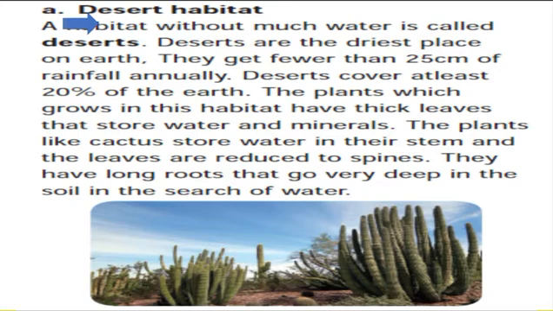Desert habitat. A habitat without much water is called desert. Deserts are the driest place on earth. They get less than 25 centimeter of rainfall annually. Desert covers at least 20% of the earth. The plants which grow in this habitat have thick leaves that store water and minerals. Plants like cactus store water in their stem and the leaves are reduced to spines. They have long roots that go very deep in the soil in search of water.